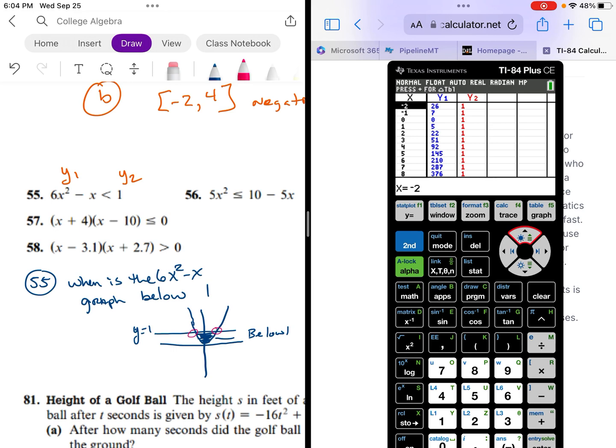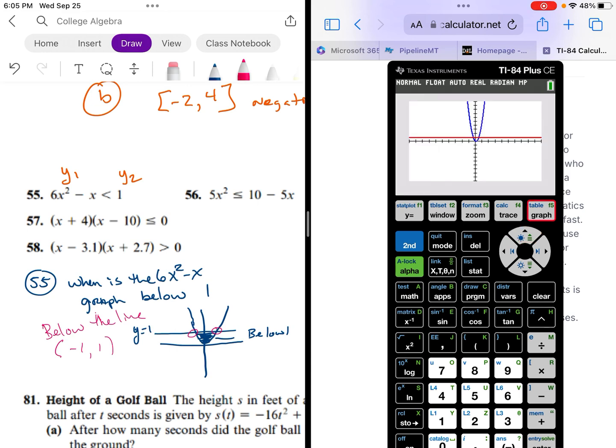Because at the first one there, at -1, 7, I'm above. And then at 1, 5, I'm above. So we would say here that between -1 and 1, I happen to be below that line. Now, if we wanted to get more exact, we can change and figure out. Okay, let me go back to the graph.